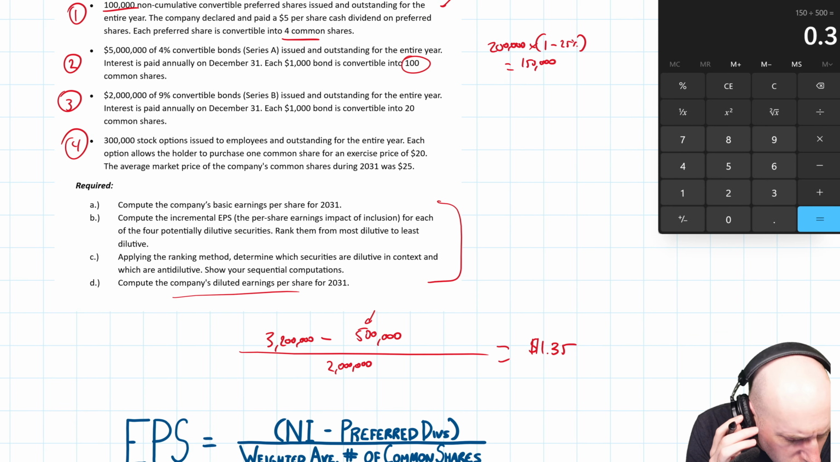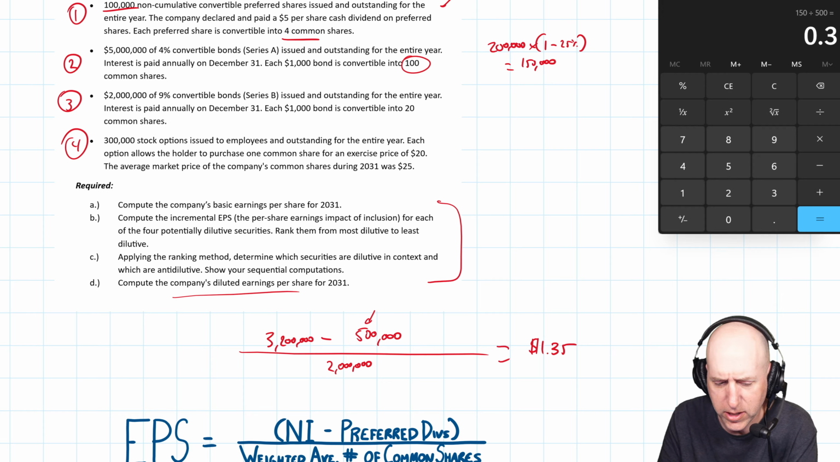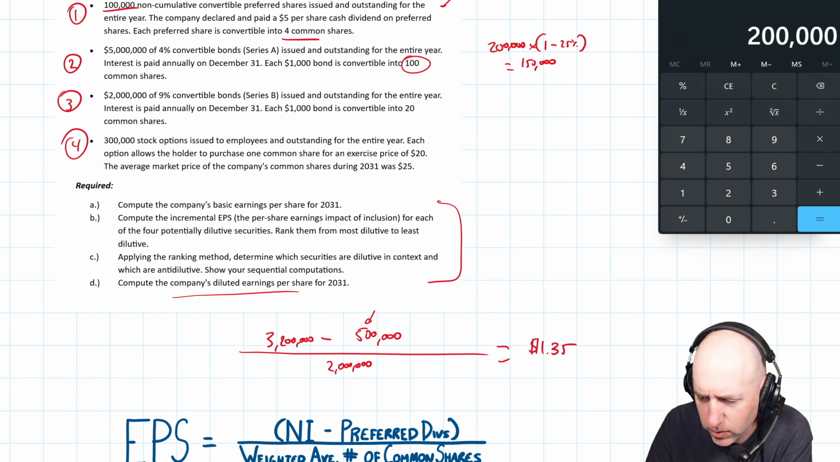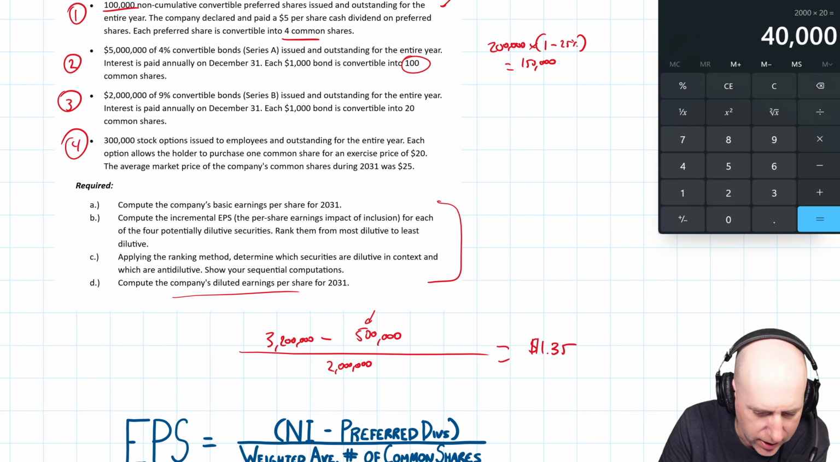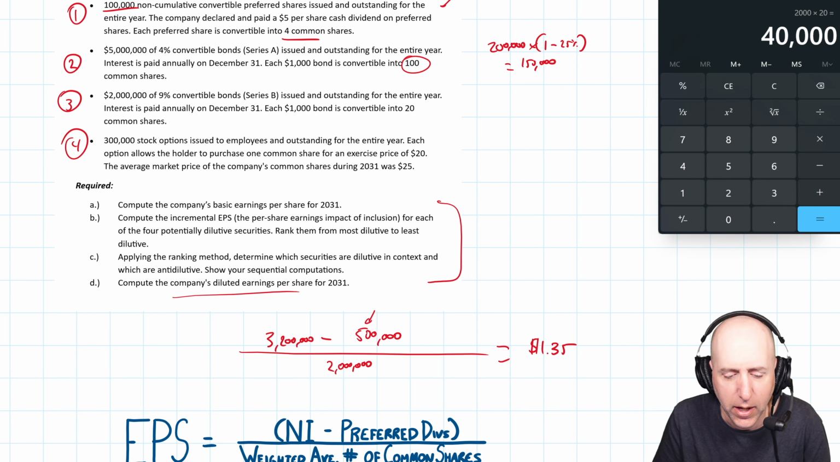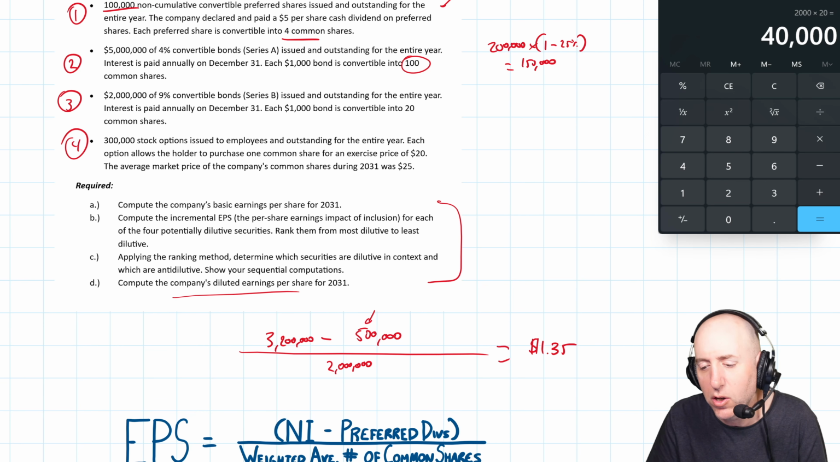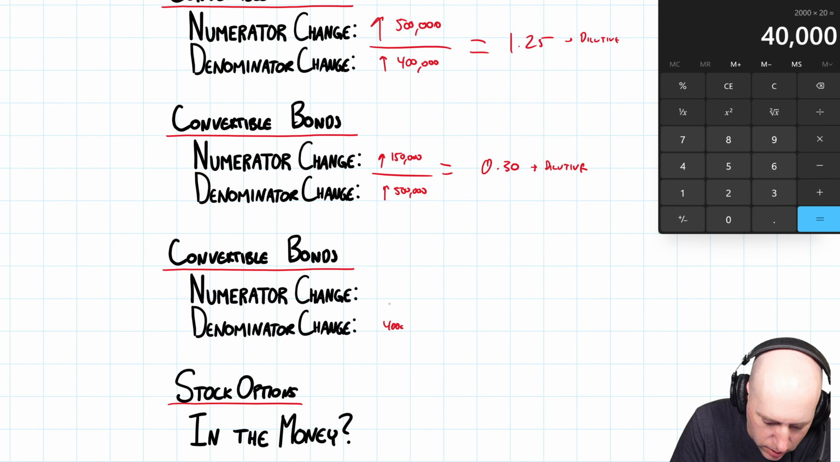Next up, $2 million of 9% convertible bonds issued and outstanding. Each $1,000 bond converts into 20 shares. Okay, so $2 million worth of $1,000 bonds means there's 2,000 bonds out there, and they convert at a rate of 20 to 1. So if I have 2,000 bonds, it means I could have up to 40,000 shares if everybody converted. So it's a plus 40,000 in our denominator.